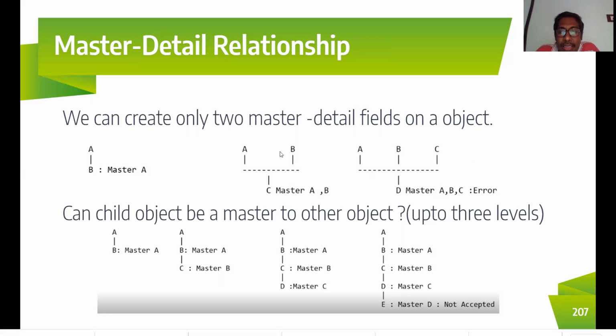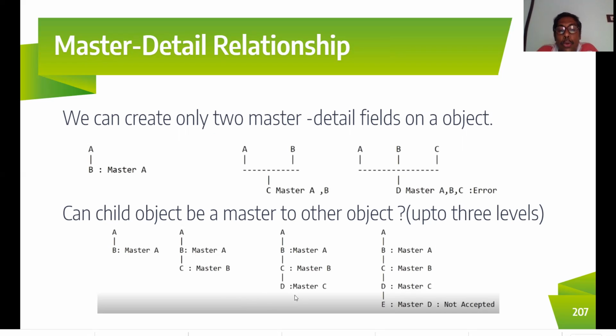Now coming to the master detail relation field, I told you. Whereas coming to the child object, it can be a master to the other object. So now let me see about the child object. Here A and B are the two objects. A is going to be master and B is going to be child. For B, A is going to be the master. So it is allowed. Now the second example: there is A, B, and C. B is going to be the child for A, and C is going to be the child for B. Here we have two masters. Only two masters are allowed here.